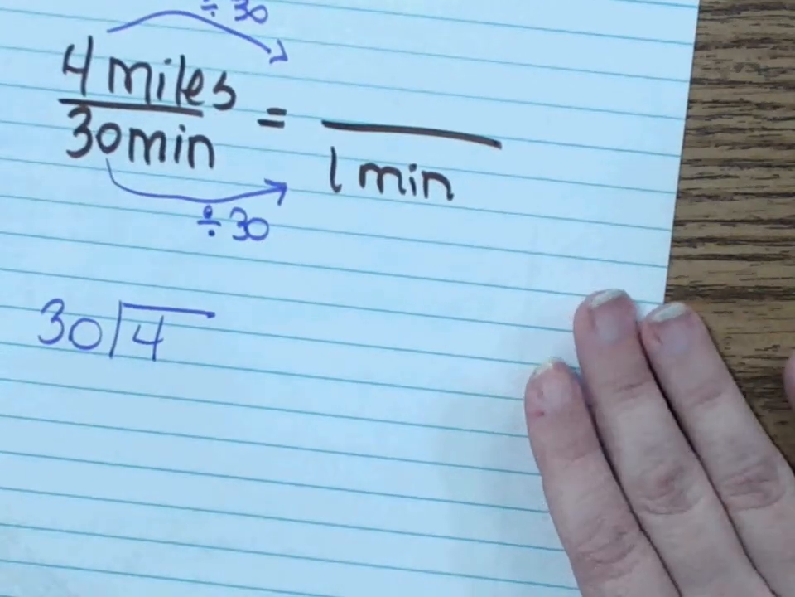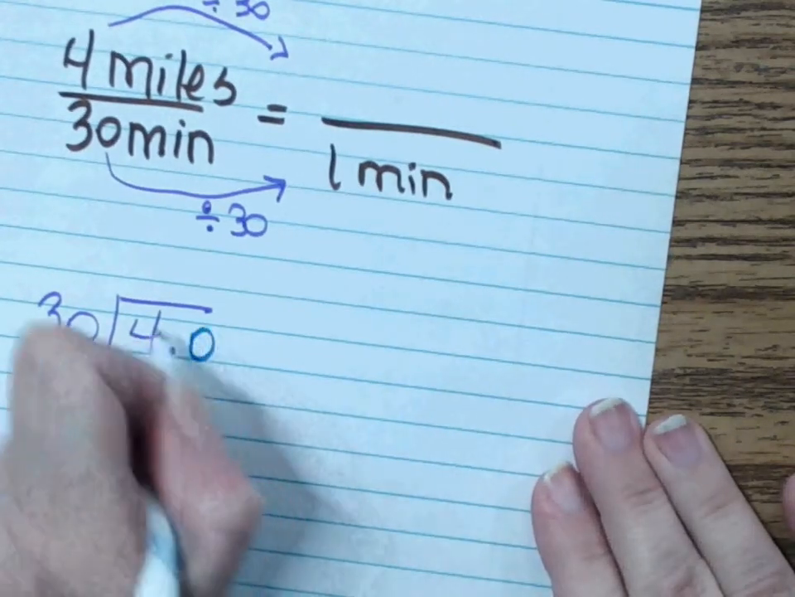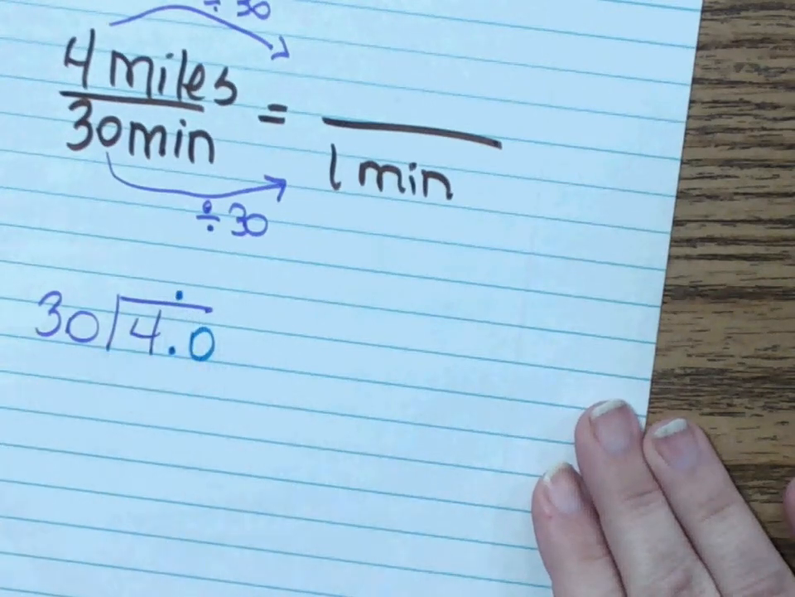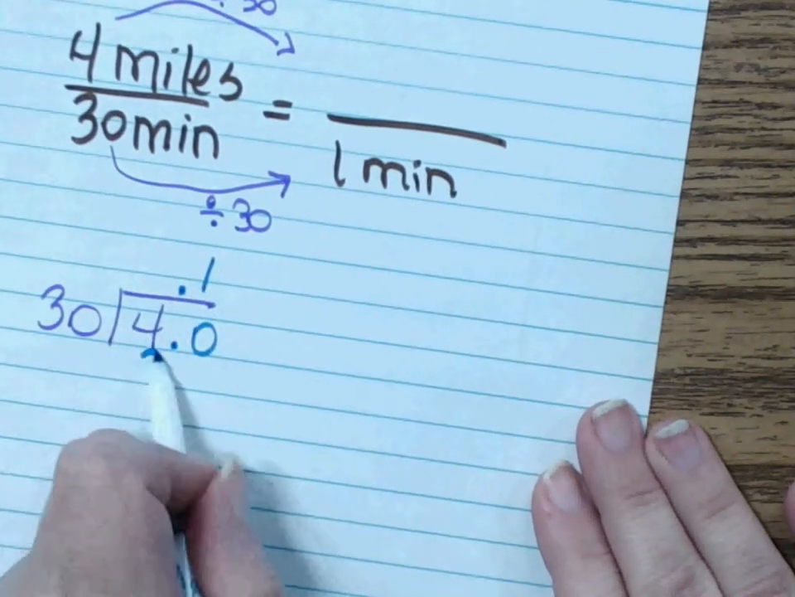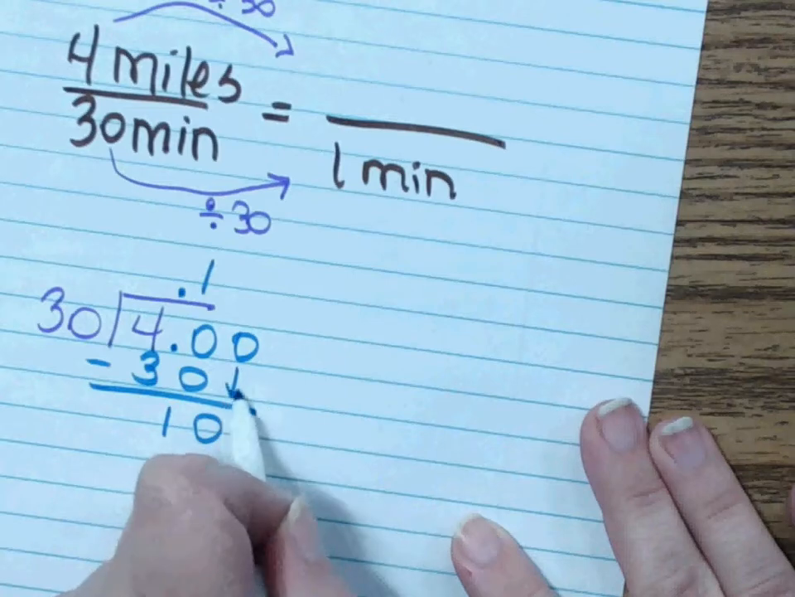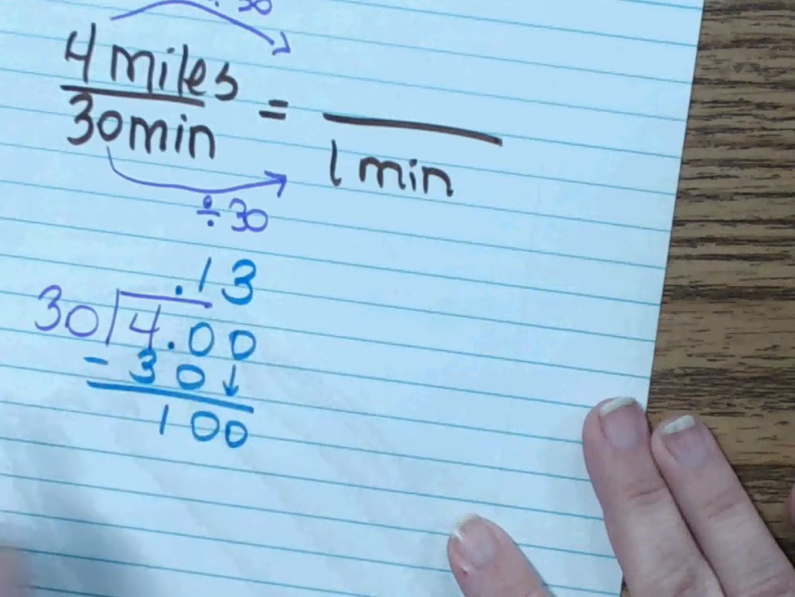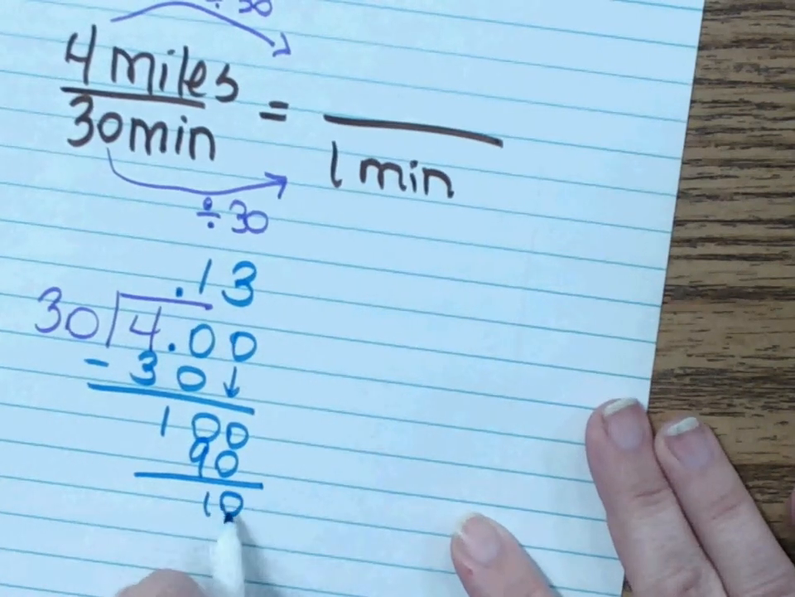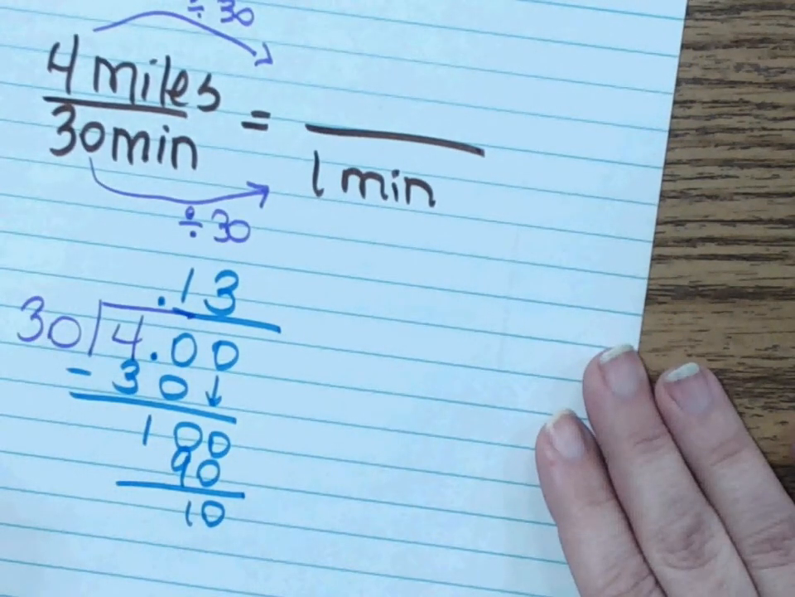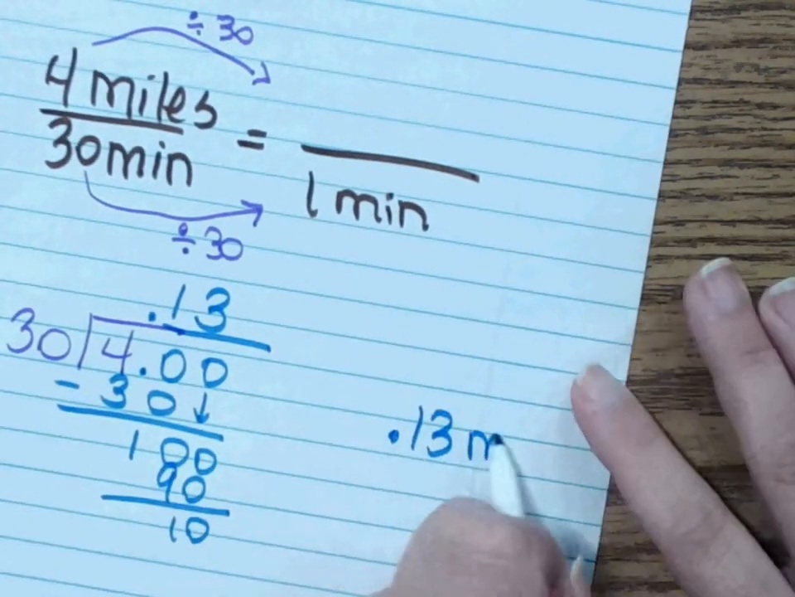So here's my problem here. So I'm going to set this up and solve. Remember, I need to add a decimal and a 0 because 30 will not divide 4. So 30 will divide 40 one time. I really want to come out at least one more number. 30 will go into 100 3 times. And if I were to continue this out, I would find that it's just going to repeat. So it'd be 0.13333. So I'm going to say that Hunter runs about 0.13 miles per minute.